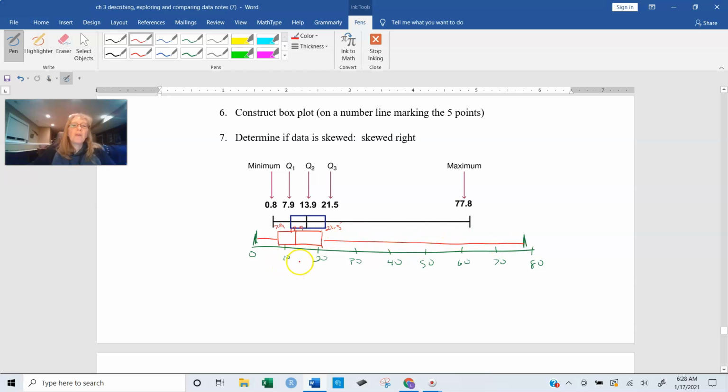All right, if we look here, this is the 50, and this one here is way more spread out in this direction, so this one is right skewed.